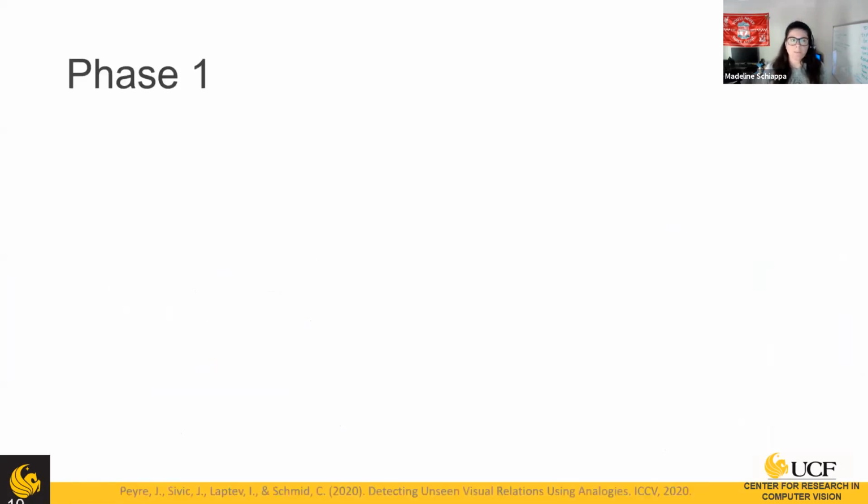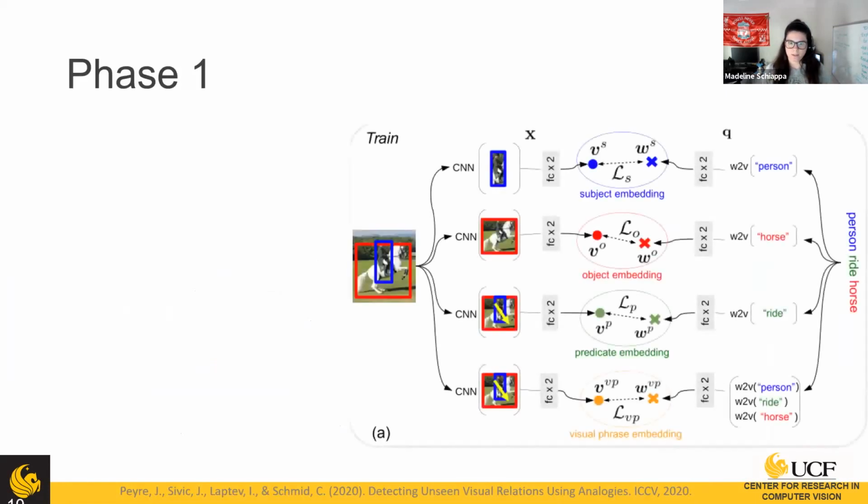So now that we talked about the prior work and some of the introductory topics that inspire this work, we're going to go into the method proposed in this paper. This method is split into two phases. The first is training on scene triplets.